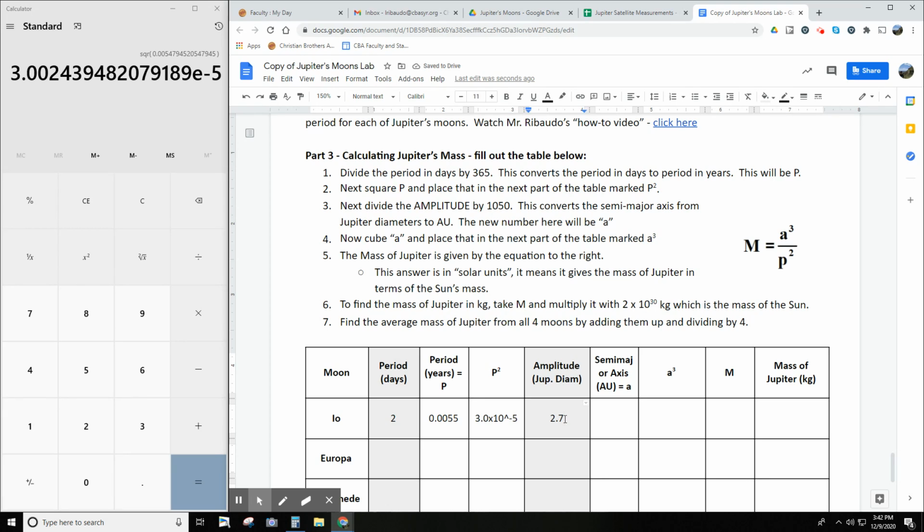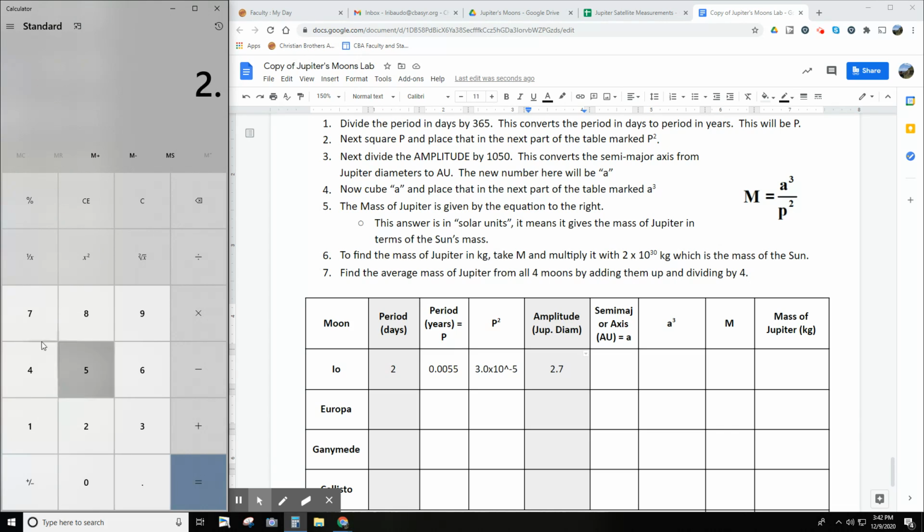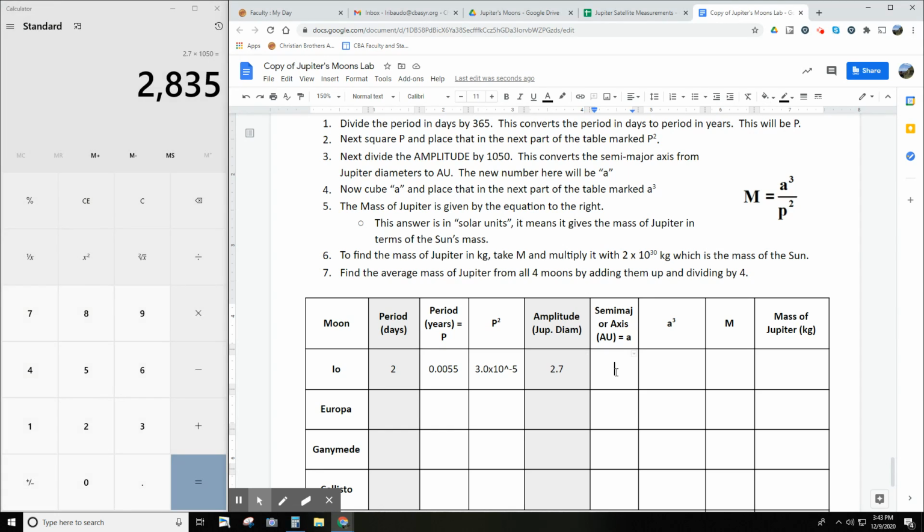All right, so now we're going to deal with our amplitude. The amplitude is going to be the major axis of our ellipse, and it says to convert this to something that's related to astronomical units, and we can do that by dividing by 1050. So let me clear this out. We have 2.7 times 1050, and that's going to give us this number, 2,835.